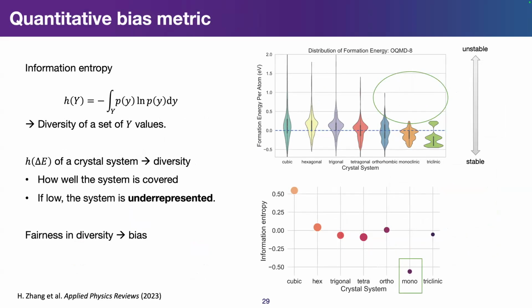So let's first see how. We first need a quantitative metric to identify the bias. So we know from information theory that information entropy could tell us the diversity of a set of values. If we calculate the entropy of delta E for a crystal system, we know the diversity of that system. That reflects how well that system is covered. If this value is low, then the system is underrepresented. Now, if we compare the fairness in diversity among different crystal systems, we can identify the bias.